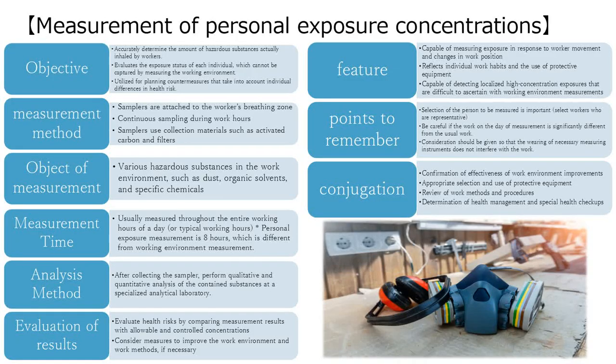The measurement method is described below. A sampler is attached to the worker's breathing zone, usually near the collar, and sampling is performed continuously during work hours. Samplers use collection materials such as activated carbon and filters to collect hazardous substances. The target of measurement is a variety of hazardous substances in the work environment, such as dust, organic solvents, and specified chemical substances. Measurements are usually taken throughout the entire working day, with individual exposure measurements covering the entire 8-hour working day. This reveals individual exposure situations that are difficult to see in working environment measurements.